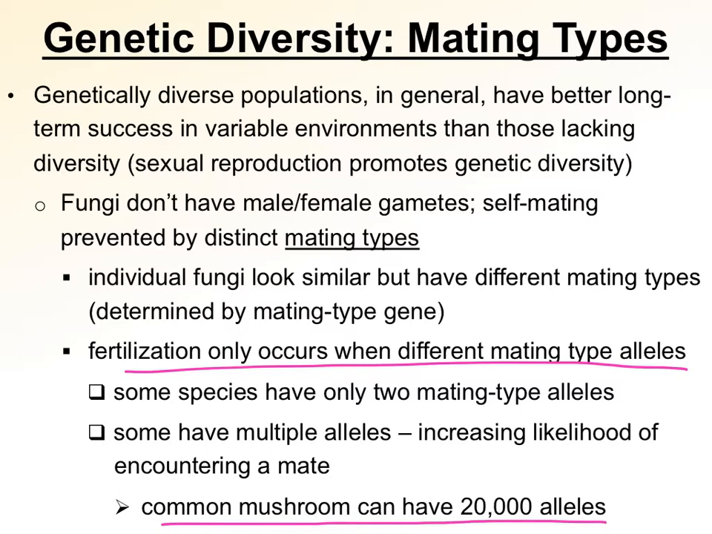As an example, the common mushroom can have up to 20,000 alleles, and that allows them to very rapidly reproduce. Just realizing there's a term here some of you may not know. Allele is just a fancy way of saying version of a gene. So there's a gene that codes for mating type, and you need to have different versions of that mating type gene in order to allow for reproduction between two individual cells or two individual hyphae.